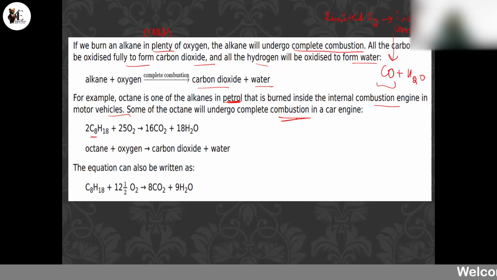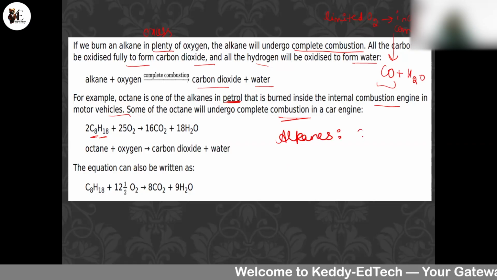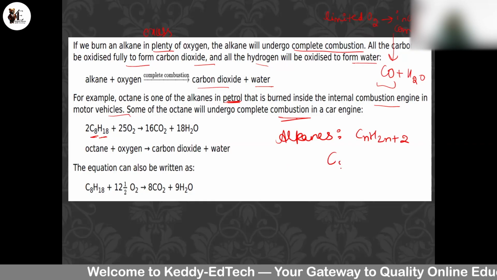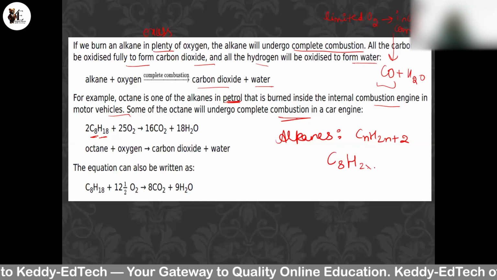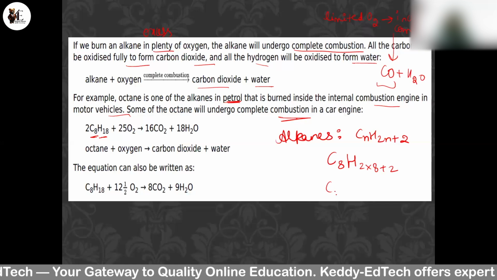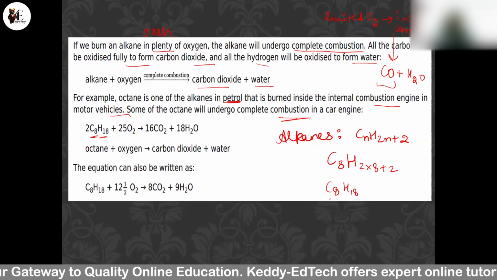Octane means there are 8 carbon atoms. What is the general formula for alkanes? The general formula for alkanes is CnH2n+2. So if n is 8 carbon atoms, then you can easily calculate the number of hydrogen atoms: 2 times 8 plus 2, which is equal to 18. So this is the formula for octane, C8H18.